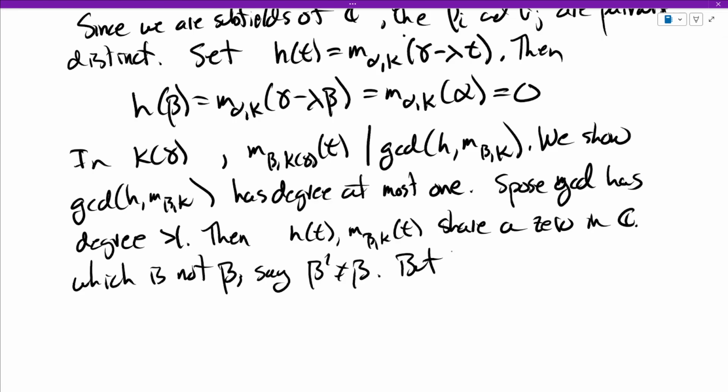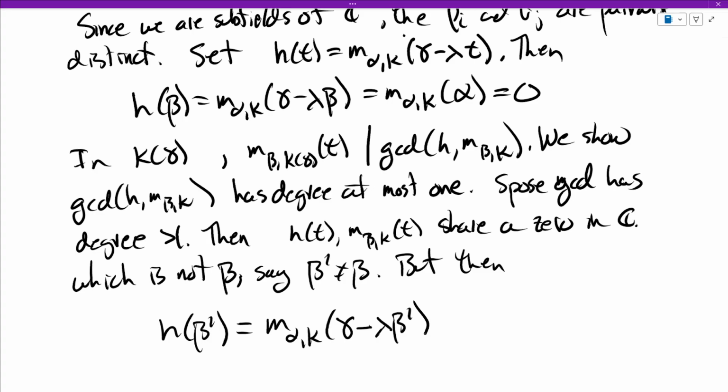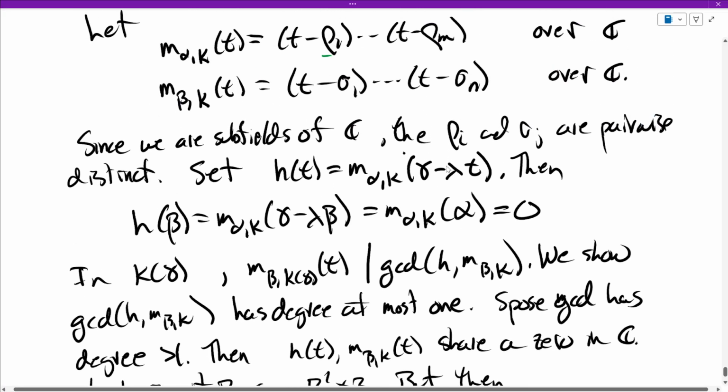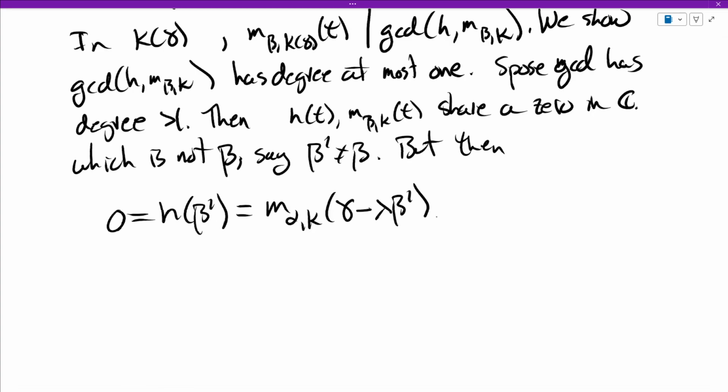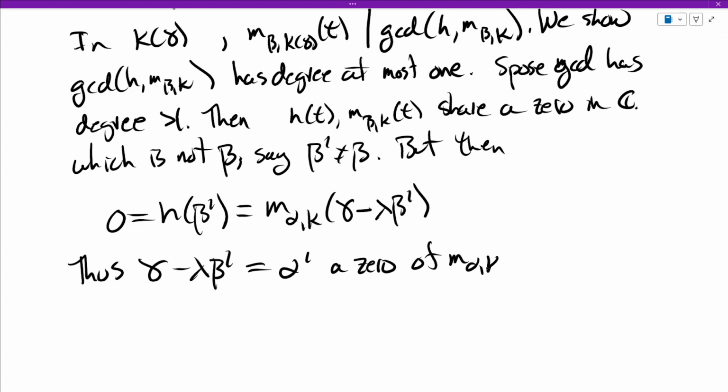But then h of beta prime is m alpha k of gamma minus lambda beta prime. Because that's the definition of h, right? We plug in that expression into m alpha. Since h of beta prime is 0, we must also get 0 here. So this is telling us that gamma minus lambda beta prime is some other 0, some alpha prime, a 0 of m alpha k. All right, but so if they shared another 0, when we plug that 0 into h, we get that has to correspond to a 0 of the minimal polynomial for alpha.